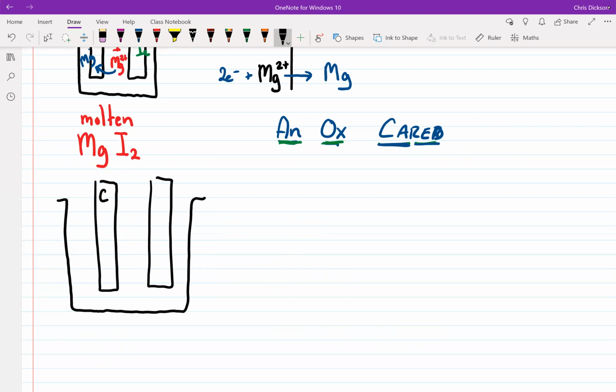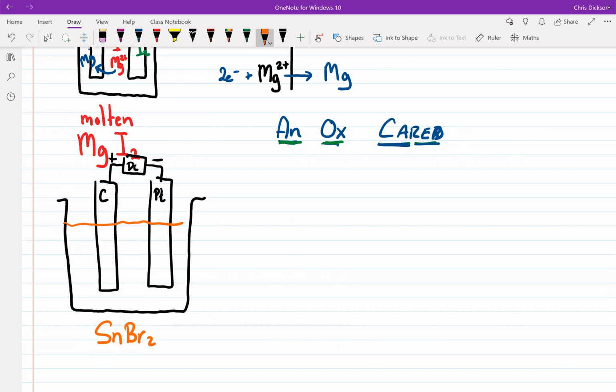Let's make it copper and platinum. And my battery here, DC, put the negative end, the positive end. And then let's go molten again. So molten. And we'll make this, what would be a good chemical here? Let's make this tin bromide.